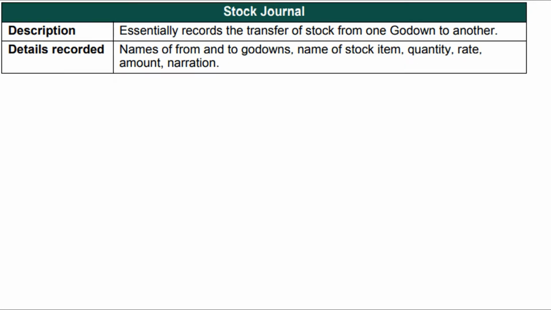Next is stock journal. To record the consumption of goods, there is no need for entries on both sides of the voucher. Such entries can be entered in a stock journal voucher. For example, the company transfers items of stock from the warehouse to the shop.